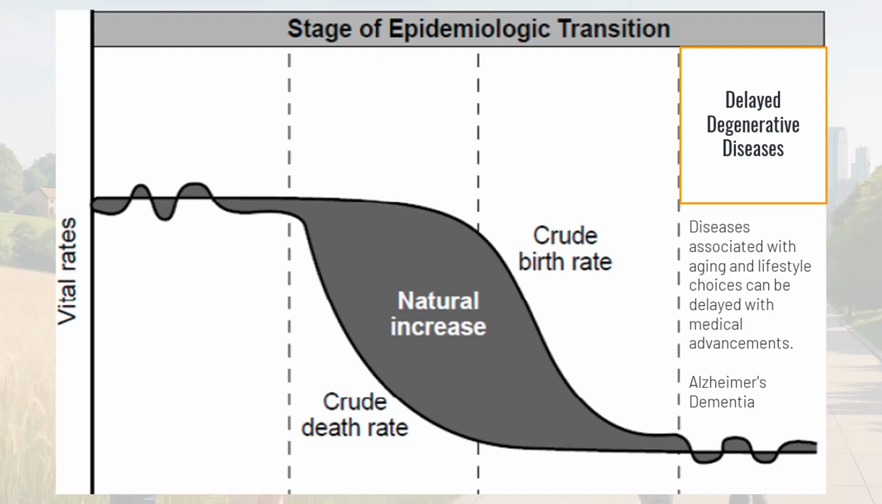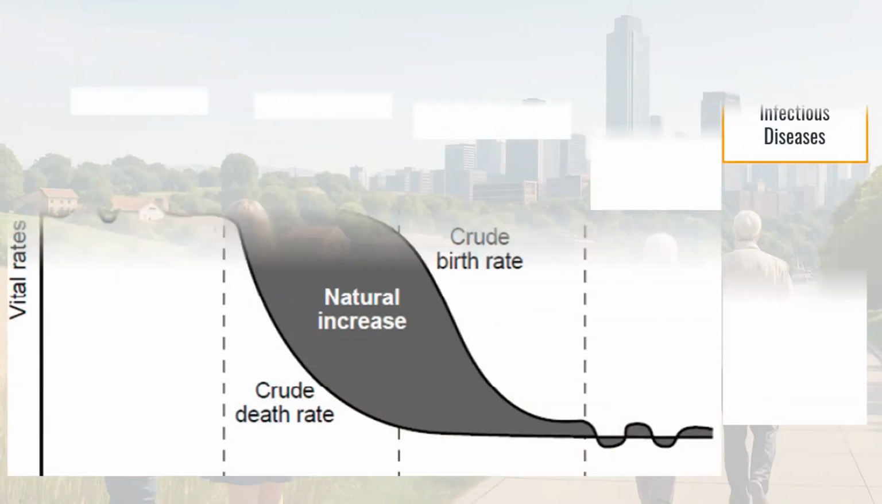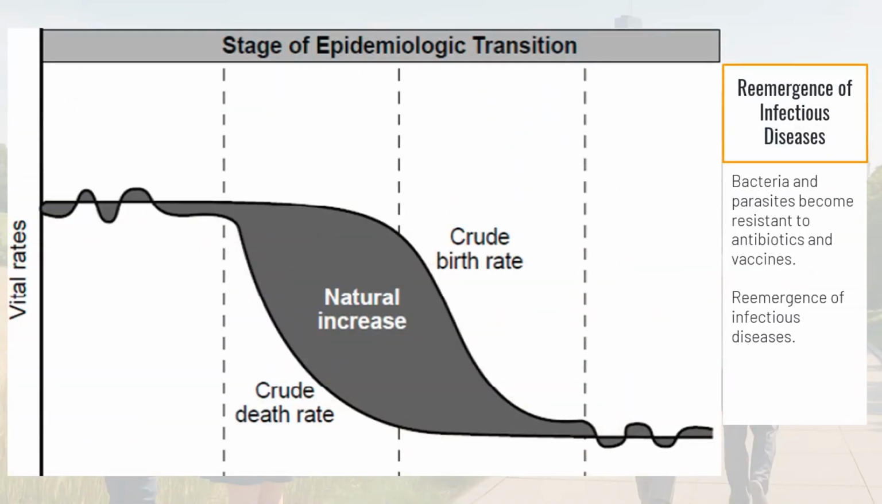So in short, stage 4 is all about buying time. Populations are healthier, treatments are better, and life expectancy continues to climb. But age-related diseases still remain the main health challenge. Stage 5 is a reminder that disease never truly disappears.